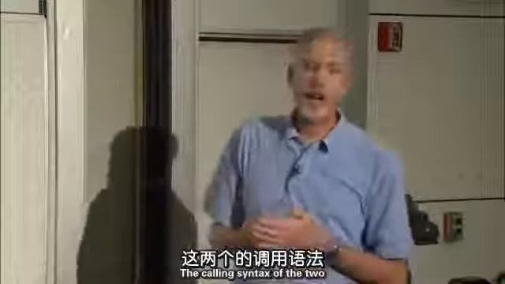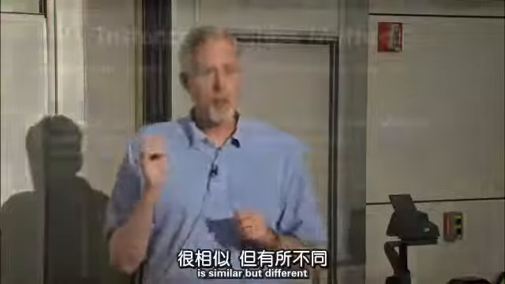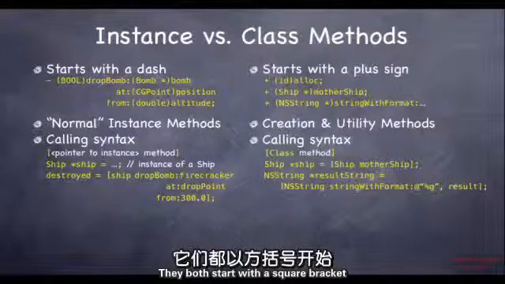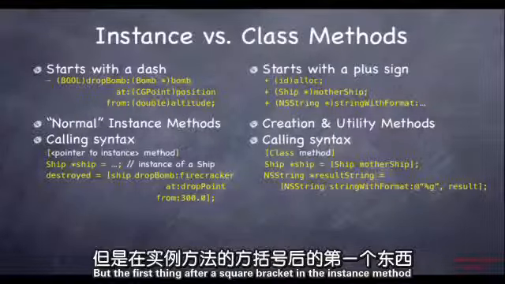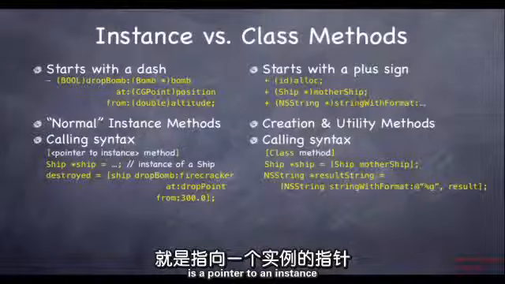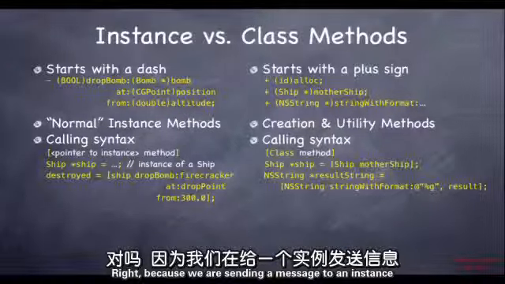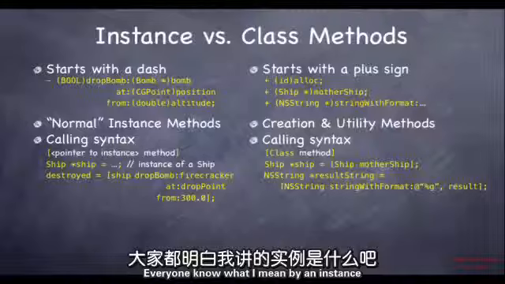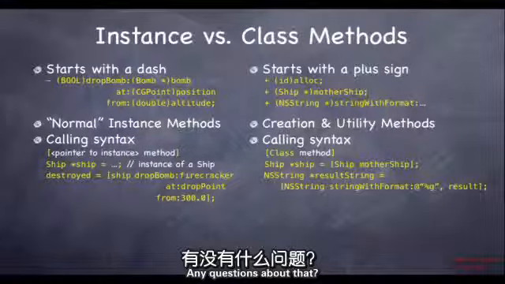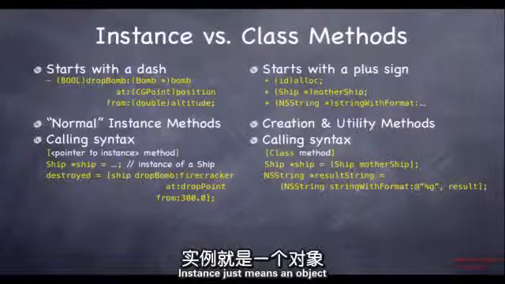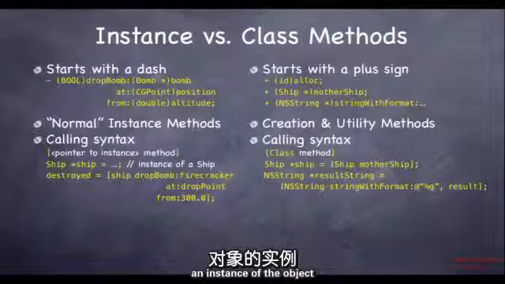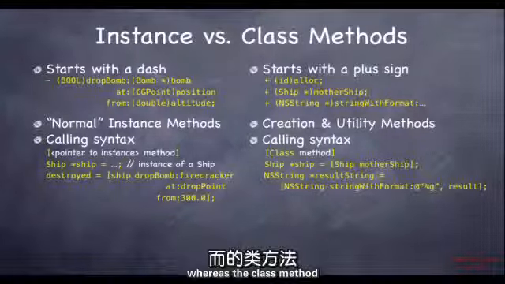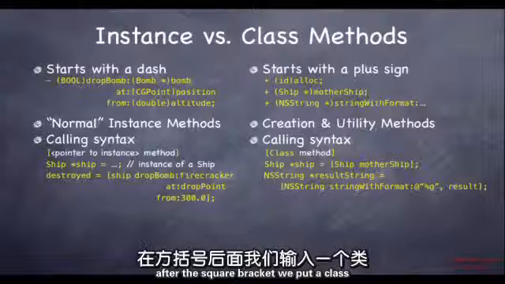The calling syntax of the two is similar but different. They both start with a square bracket, but the first thing after the square bracket in an instance method is a pointer to an instance, right? Because we're sending a message to an instance. Everyone know what I mean by instance? Any questions about that? Instance just means an object, an instance of the object. And then we send the method. Whereas the class method, after the square bracket, we put a class.